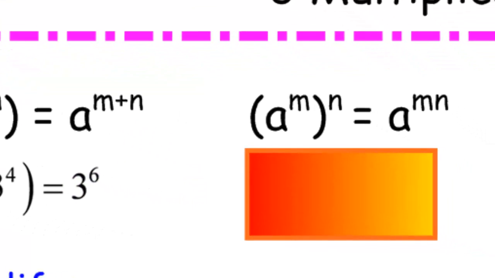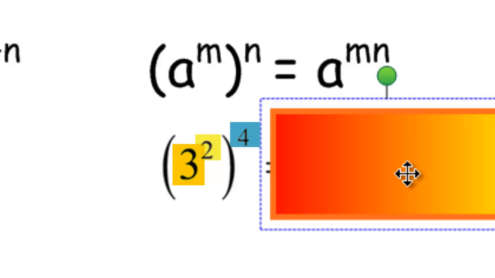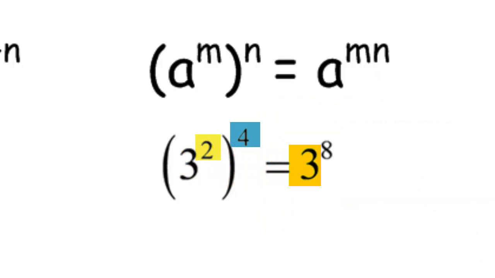Let's look at our second multiplication law. Notice in this case I have one base, a, raised to the mth power, and that is raised to the nth power. This is a power to a power rule, so I'm allowed to write the base once and multiply the exponents. So an example is if I have 3 to the second power, and that is raised to the fourth. Notice how the exponents are stacked on top of one another, and I have one base. My final answer, I write the base of 3 once, and I multiply my exponents to yield 8.